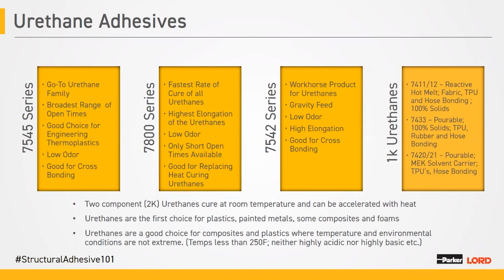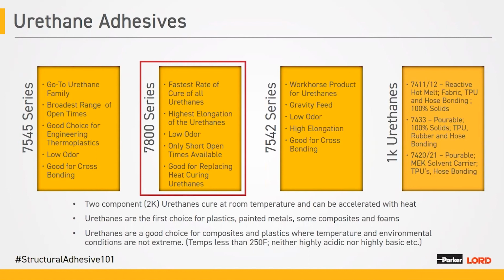Okay, I'd like to now turn to the urethane adhesives. Starting out again on the left-hand side of the slide, the 7545, this is kind of our go-to urethane family. Has the broadest range of open times. It's a really good choice for engineering thermoplastics and composites. Like all the other urethanes, it has a very low odor, and it's good for cross-bonding these different materials together. The 7800 series, moving over, this has the fastest cure rate of all the urethanes.